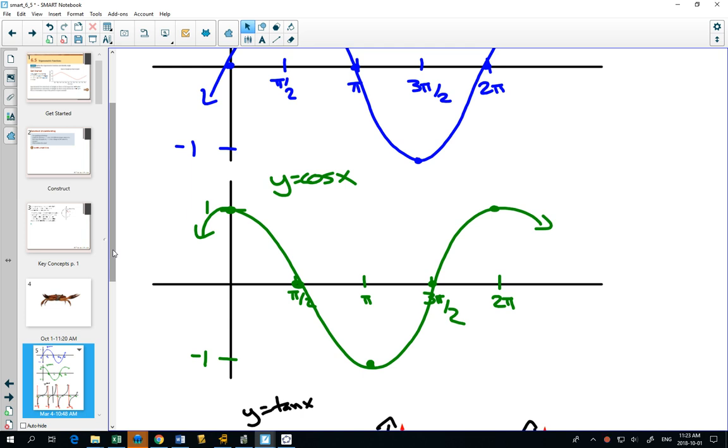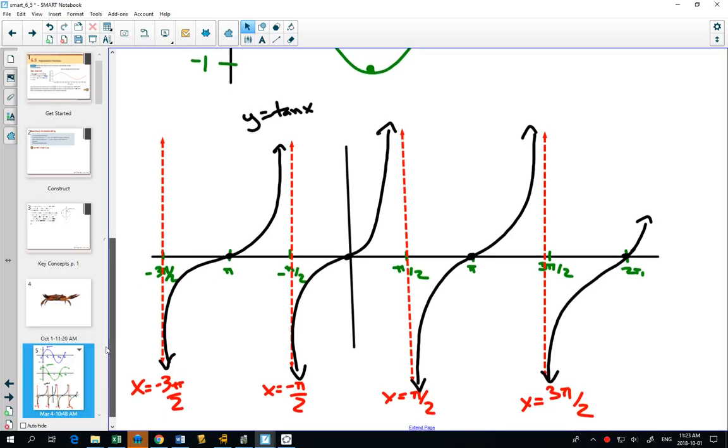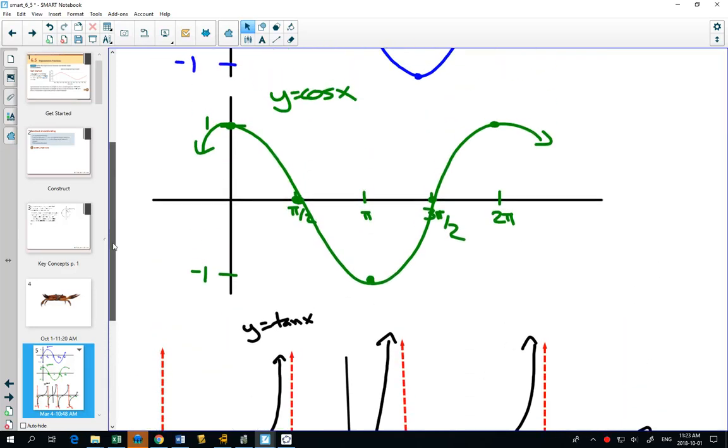Can I scroll down to tangent? Not yet? Oh.